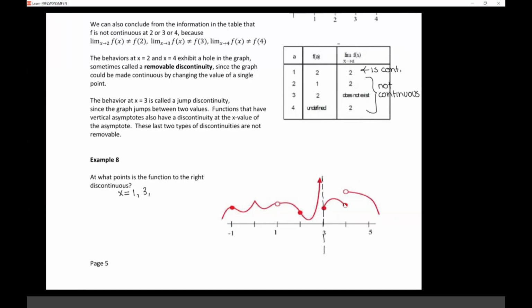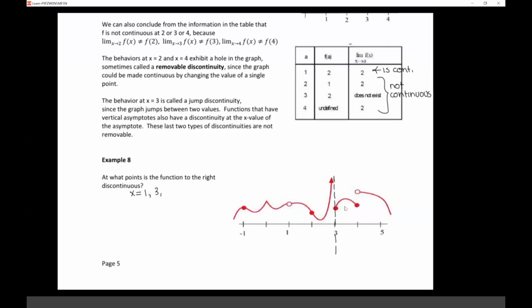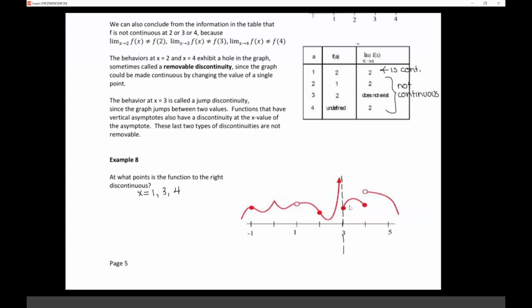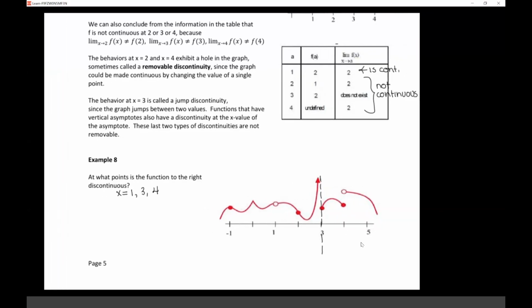How about at 4? Is the function continuous at 4? No. Why is that? Well, there's no limit, because my left-hand limit and my right-hand limit are different values. Even though the function value equals the left-hand limit, it doesn't matter. The limit doesn't exist here. And you can see I'd have to pick up my pencil to draw my dot here and then the open circle here.